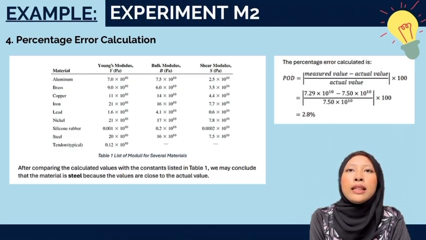Finally, we calculate its percentage error by using the formula measured value minus actual value over actual value times 100. The percentage error is 2.8%.